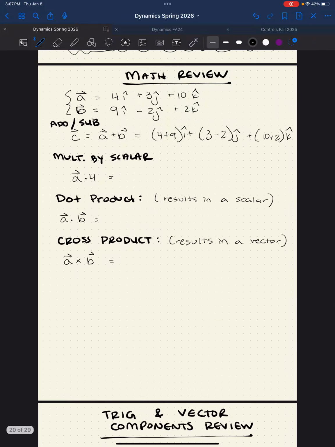And then we talked about multiplying by a scalar, where we just need to distribute this scalar to each component of our vector. So if we want to multiply vector A by 4, I simply need to take that 4 and multiply it by the I component, multiply it by the J component, and multiply it by the K component.